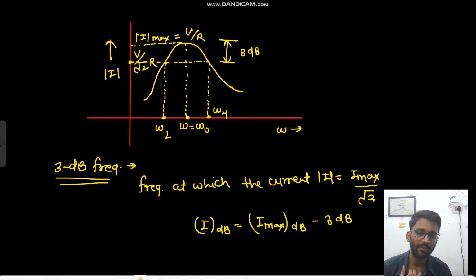Okay. So what are the 3 dB frequencies? Omega H and omega L. At the 3 dB frequency, your current is 1 by root 2 times the maximum current. Now you need to find the 3 dB frequencies. It is a simple derivation.